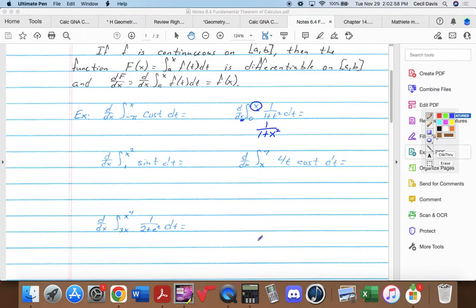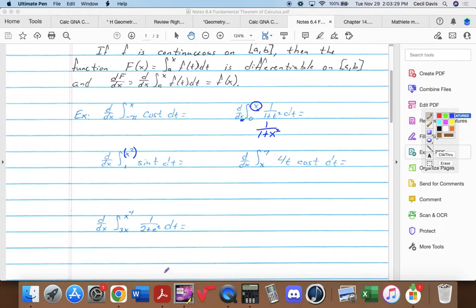Now, let's do some that are a little more interesting. For this one, how is this next example different than the first two? Yeah, it's no longer just x, it's x squared. Think of this like it was a composite function. In fact, if you want to put that in parentheses so you think about it like a composite function, it's not a bad idea.